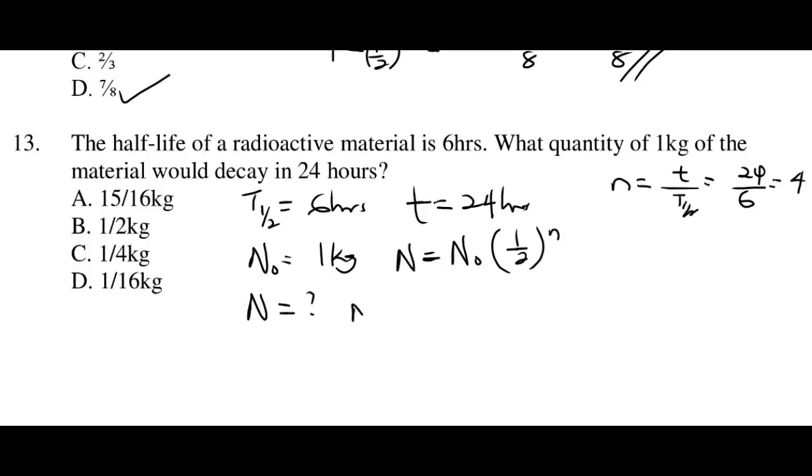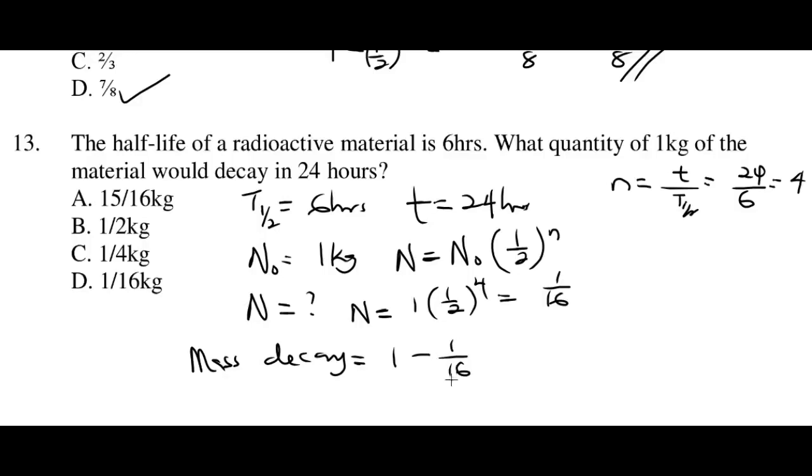Now if that is 4, our N will be N naught, which is 1, into half to the power of 4. Half to the power of 4 is 1 over 2 to the power of 4, and that is 1 over 16. So how do we know the mass that has decayed? Mass decayed will be the initial mass, which is 1, minus what is remaining. So 1 minus 1 over 16 will give us 15 over 16 kilogram. And that makes option A the correct answer.